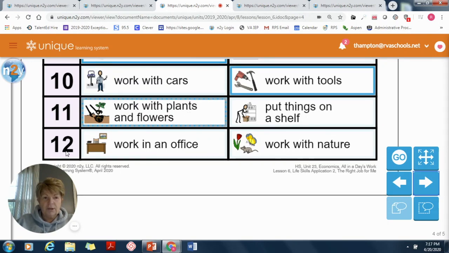And then number 12, I would like a job where I could work in an office or work with nature. I'm good except for the mouse there. I don't want to work with the mouse. I guess work in an office.